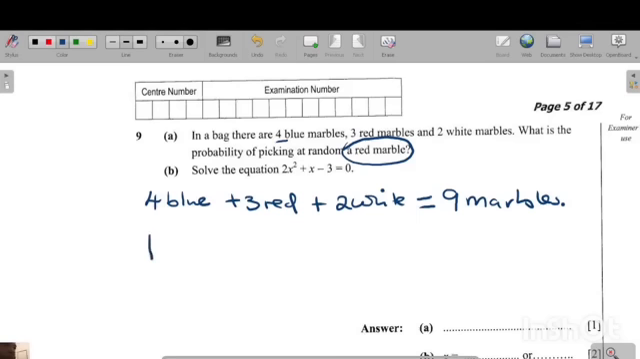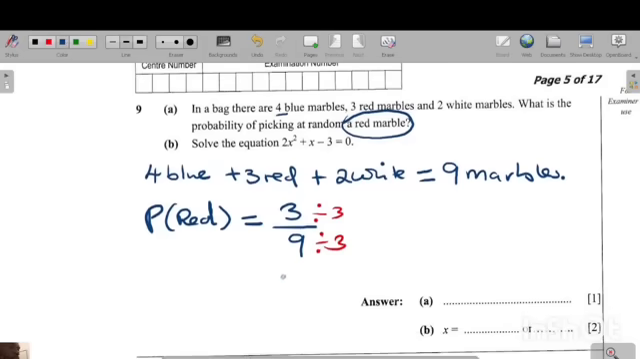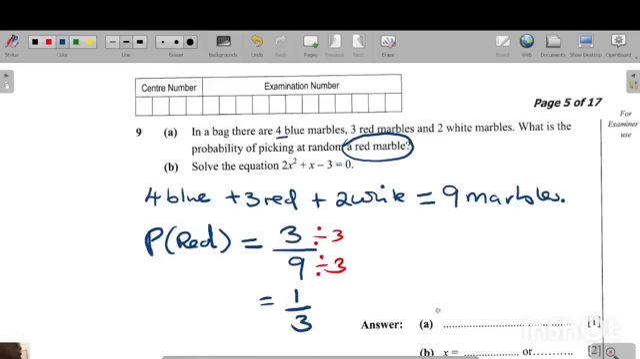So you are going to say probability of red is equal to, how many are they? 3 out of the total, which is 9. You need to reduce this fraction by dividing by 3. Okay. So finally, you are going to have 1 over 3. So that's the probability of picking a red marble. Okay.